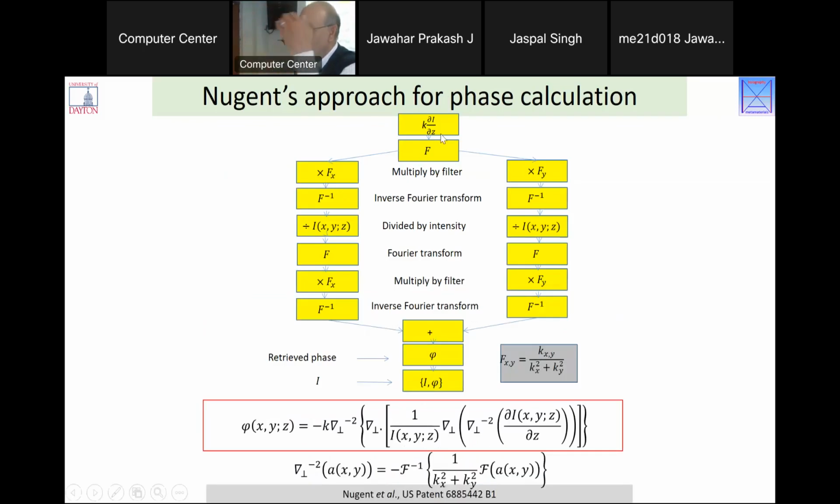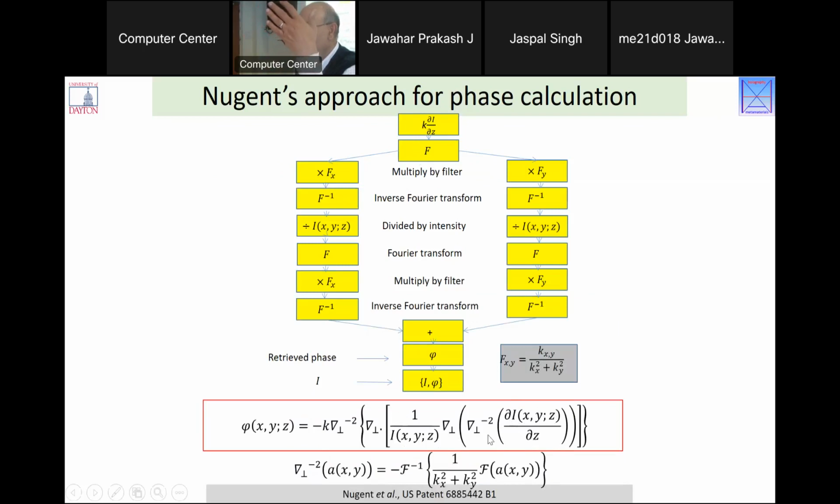Okay, so the way you actually solve that is a nice chart. I'm not going to probably find time to go over it, but typically what you do, step by step: you start with this term, del I del z, and of course there is a minus k term there. Then you have to take its Fourier transform. After you take the Fourier transform, you have converted this to the spatial frequency domain.